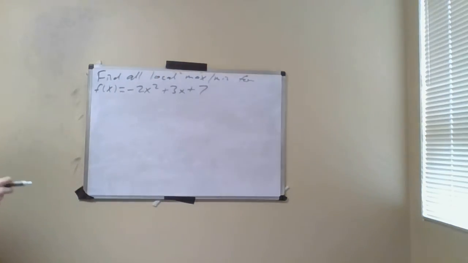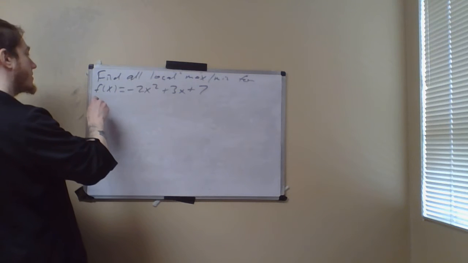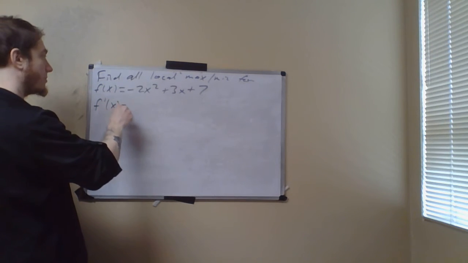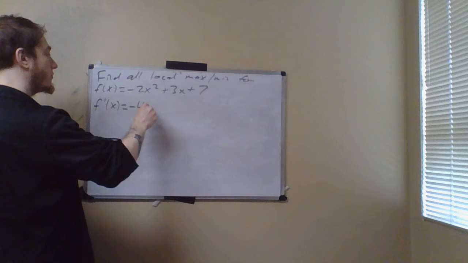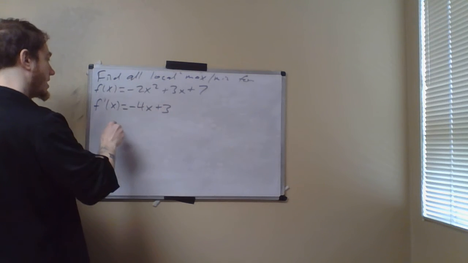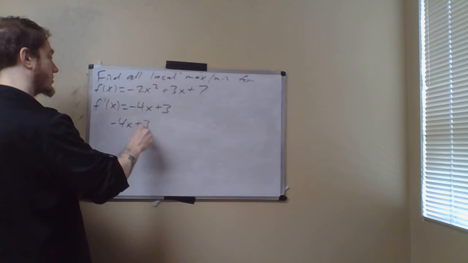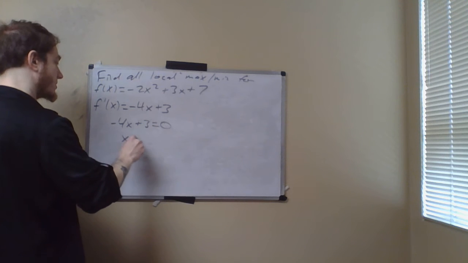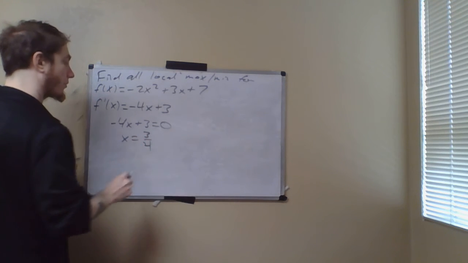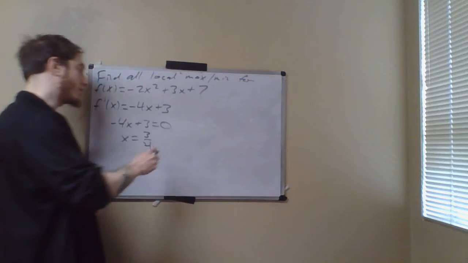So f prime is always defined, there's no problems there, and then we get negative 4x plus 3. If I take negative 4x plus 3 and set that equal to 0, I'm going to get x equals 3 over 4. This is my only critical point.